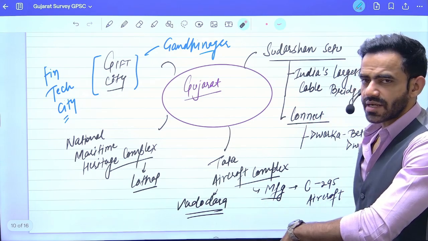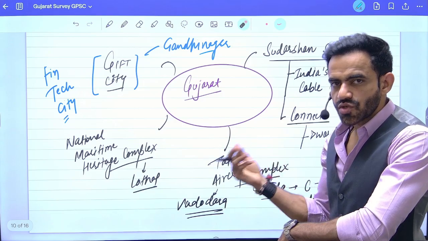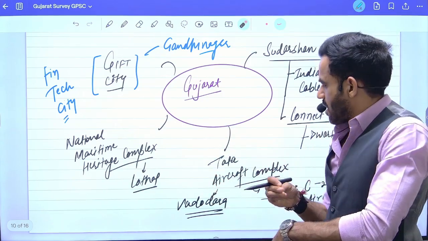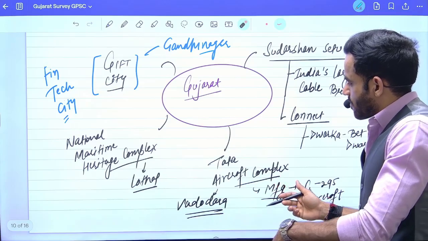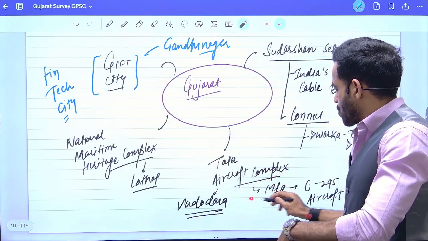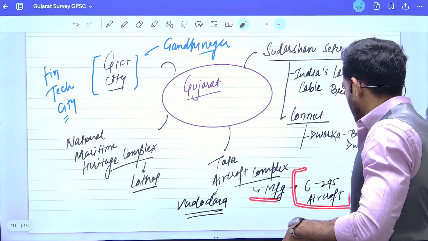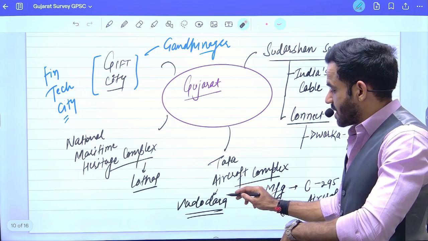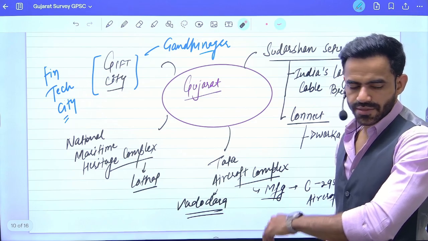Apart from that, recently the Prime Minister of Spain was on a visit to India, and during that, the Indian Prime Minister and the Spanish Prime Minister inaugurated the Tata Aircraft Complex. This is going to manufacture C-295 aircraft in India, and this facility is being set up in Vadodara in Gujarat.